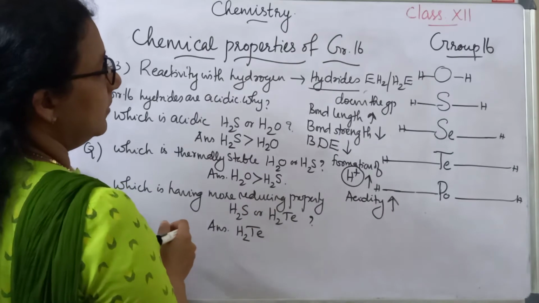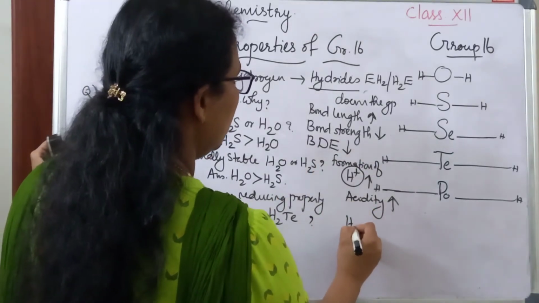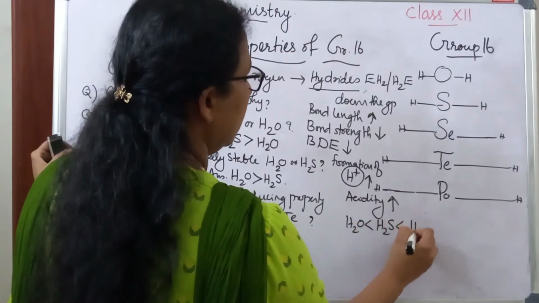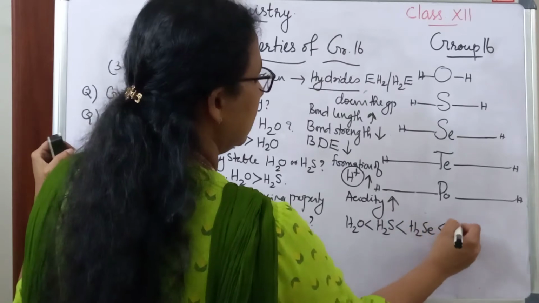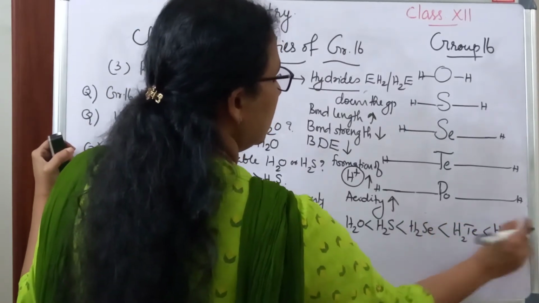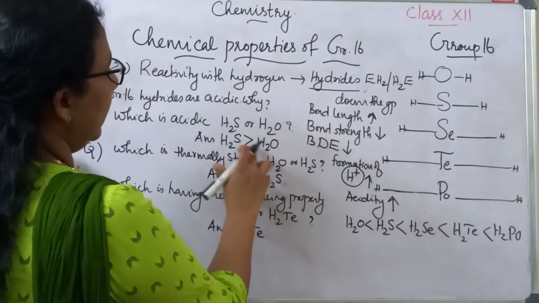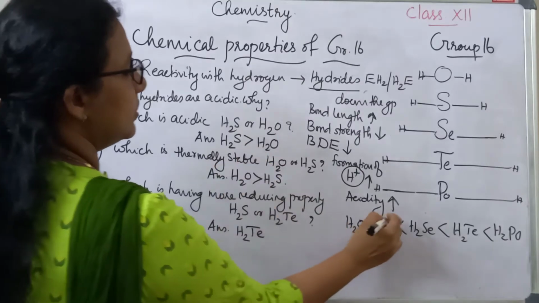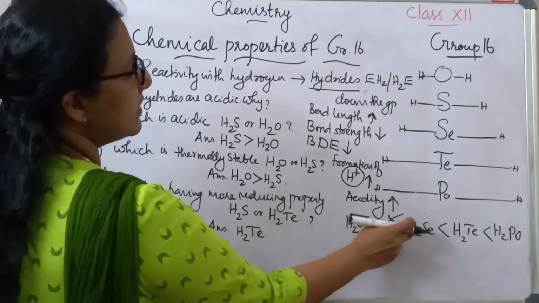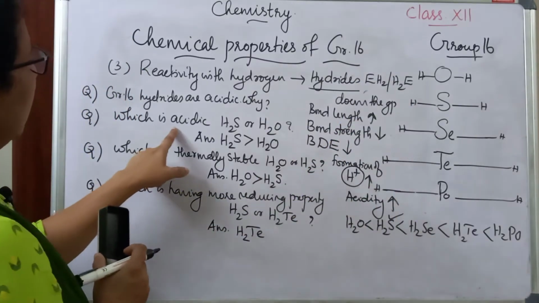So we can write the order of acidity: H2O less than H2S less than H2Se less than H2Te less than H2Po. So H2O and H2S, which is more acidic? H2S is more acidic since the acidity increases down the group. So that is the first point about acidity.